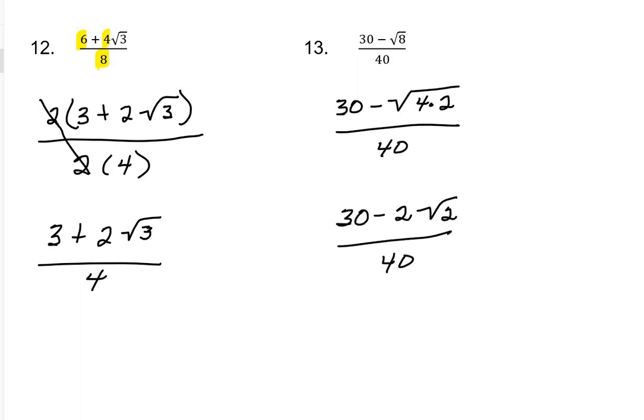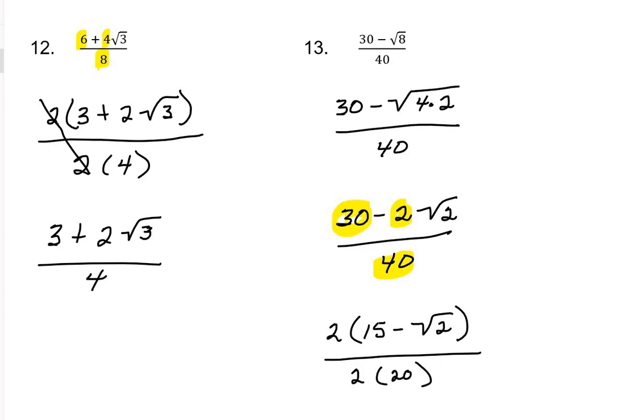Now the next thing I want to do is look at these three numbers and try to find their greatest common factor. The greatest common factor here is going to be 2. So factor out a 2. That leaves me with 15 minus the square root of 2 in the numerator. And then in the denominator, I'm going to have 2 times 20. So the 2's cancel. So my final answer is 15 minus the square root of 2 all over 20.